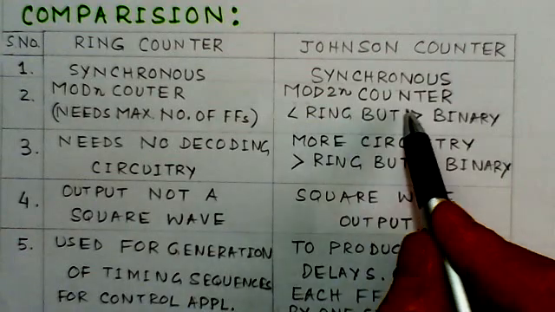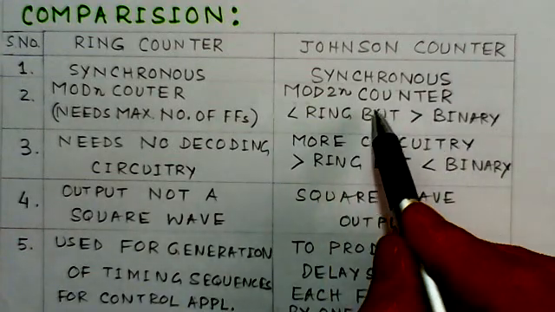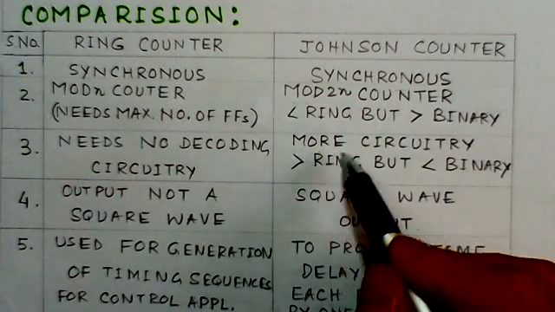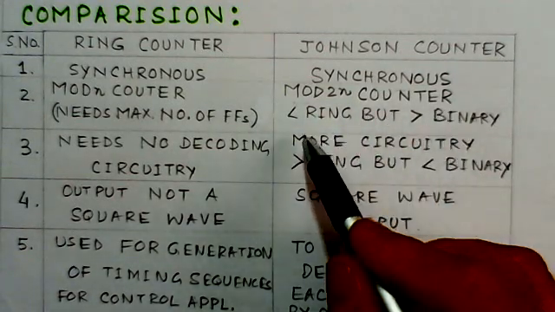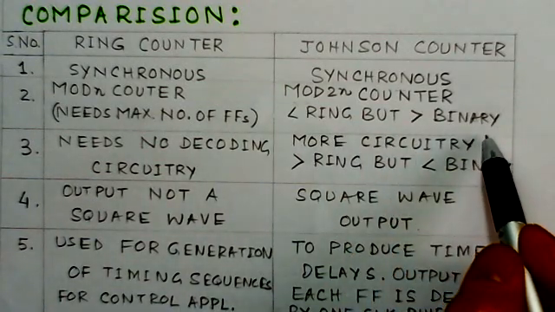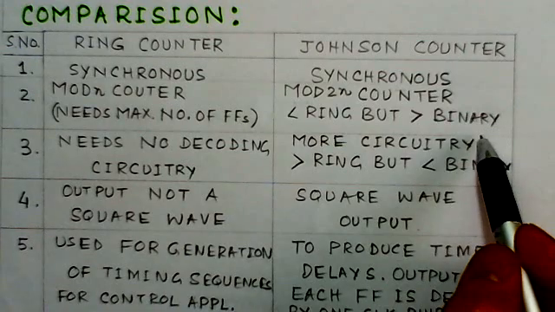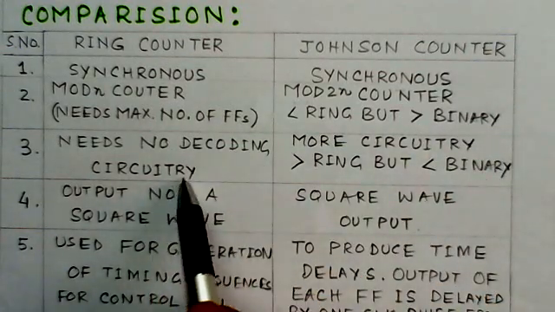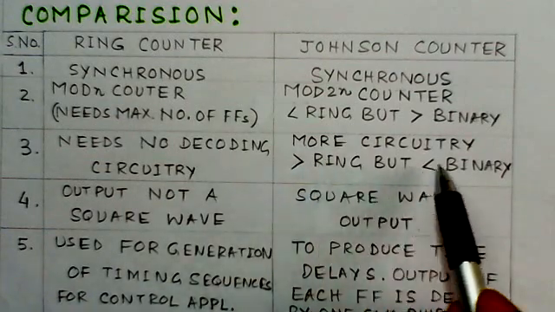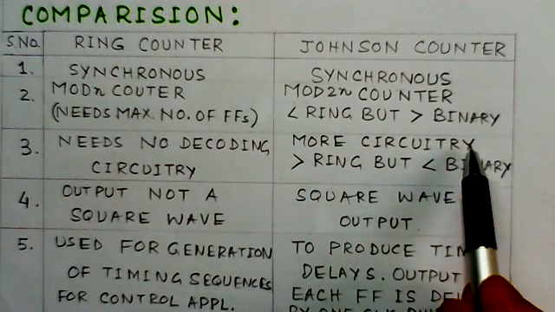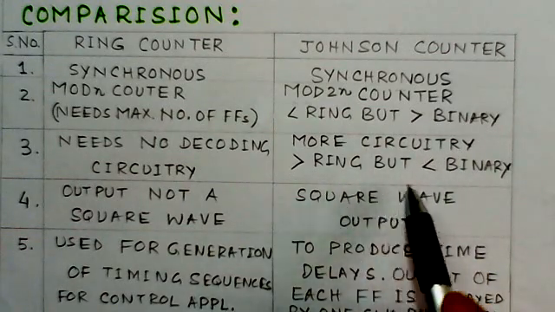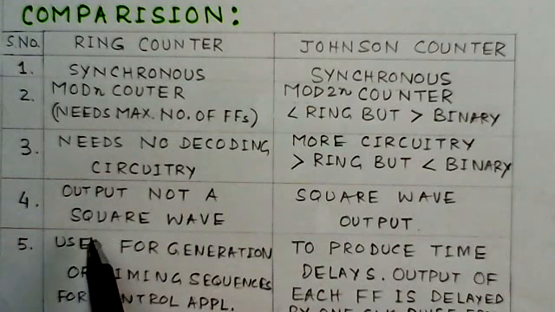Okay, and the Johnson counter is a mod 2n counter, that means it has more states than the ring counter. So it needs fewer flip-flops than the ring counter for the same number of states. It needs flip-flops less than the ring counter, but more than the binary counters. The ring counter needs no decoding circuitry, that we have seen, and more circuitry, decoding circuitry, is needed for the Johnson counter. It's more than the ring counter but less than the binary counter.